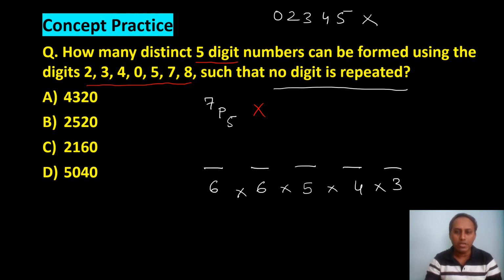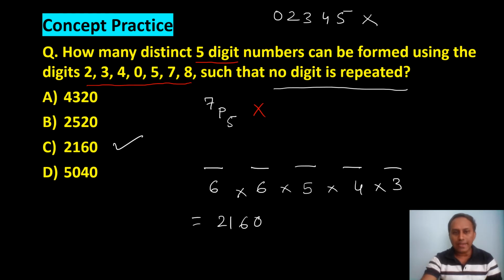These many ways. So what is the answer? This is 4 into 3, 12, into 5, 60, into 6. 60 into 6 is 360. 360 into 6, 2160. So in total we will get 2160 5-digit numbers with these given digits. Hope that clears all your doubt.